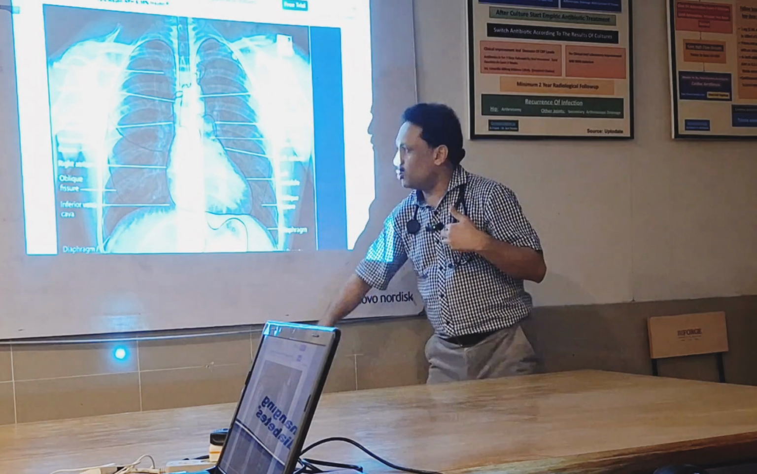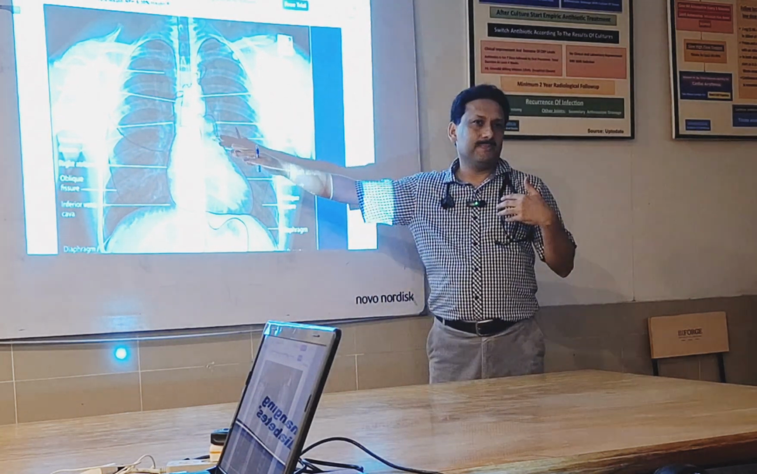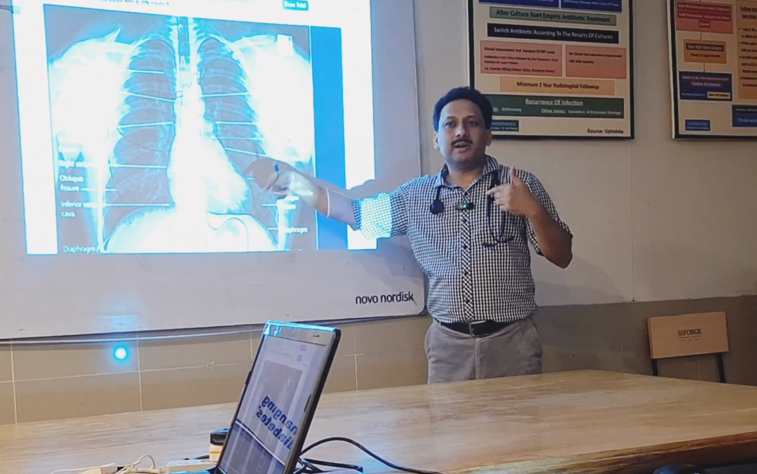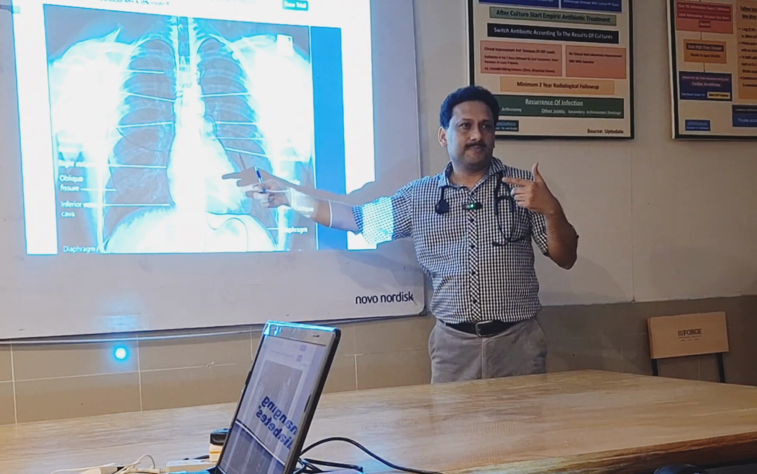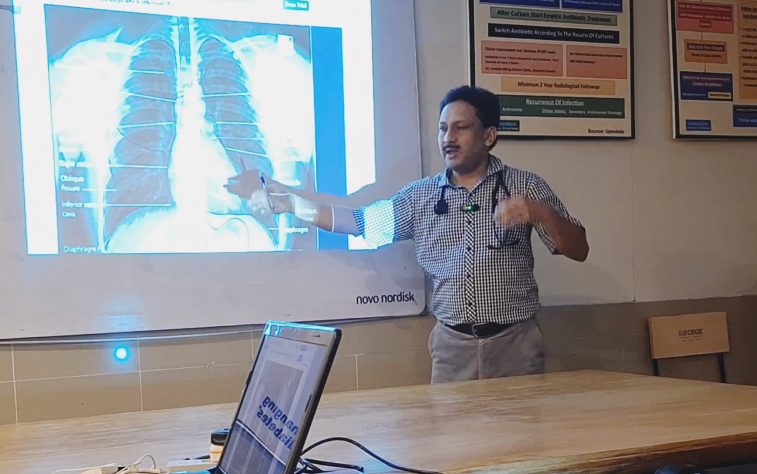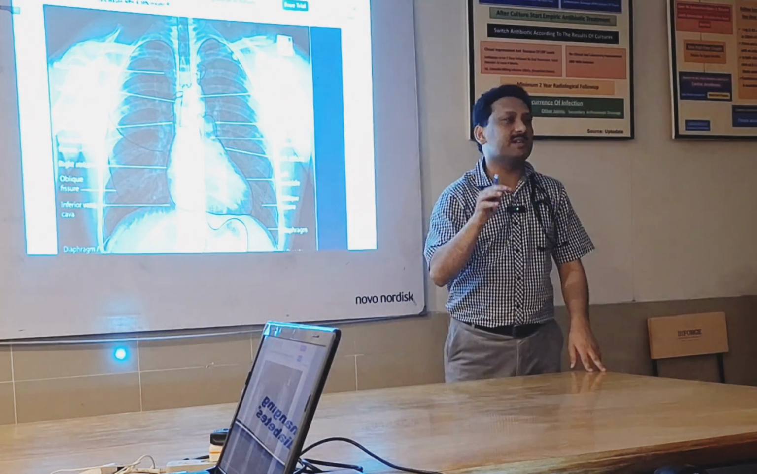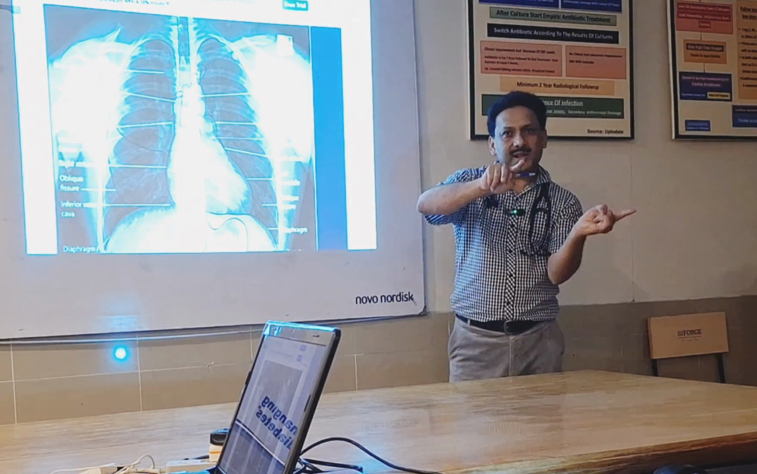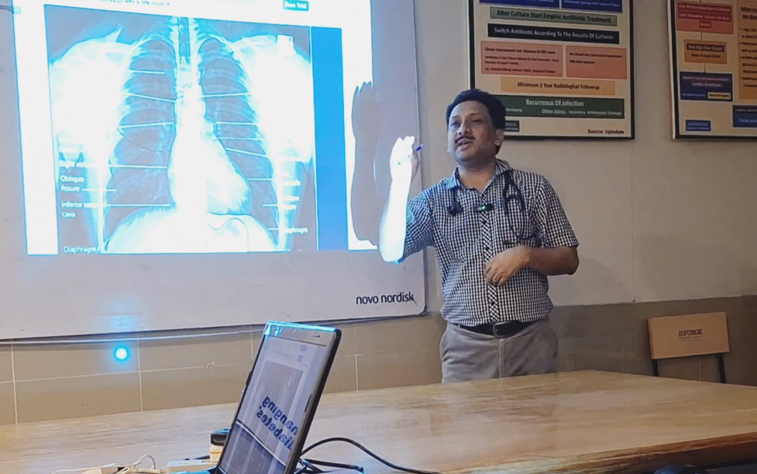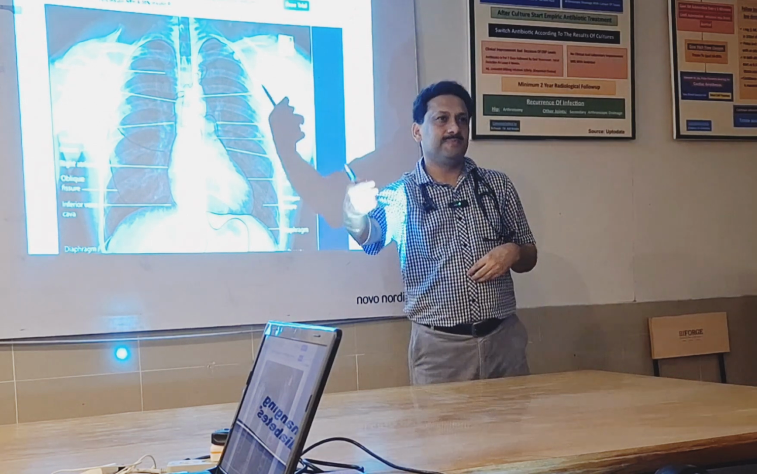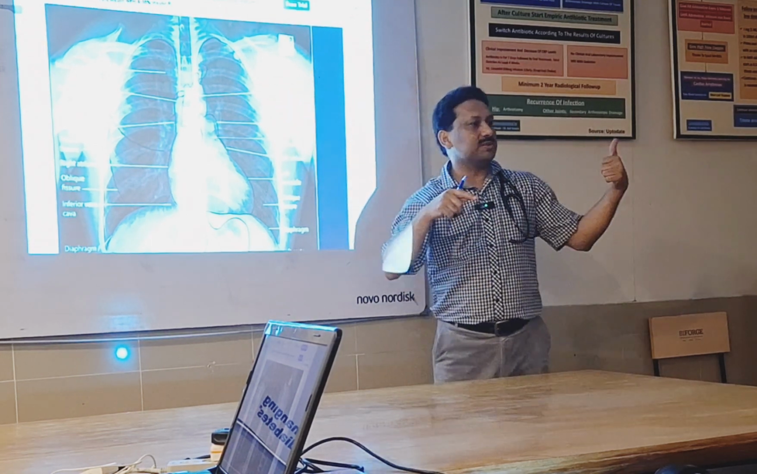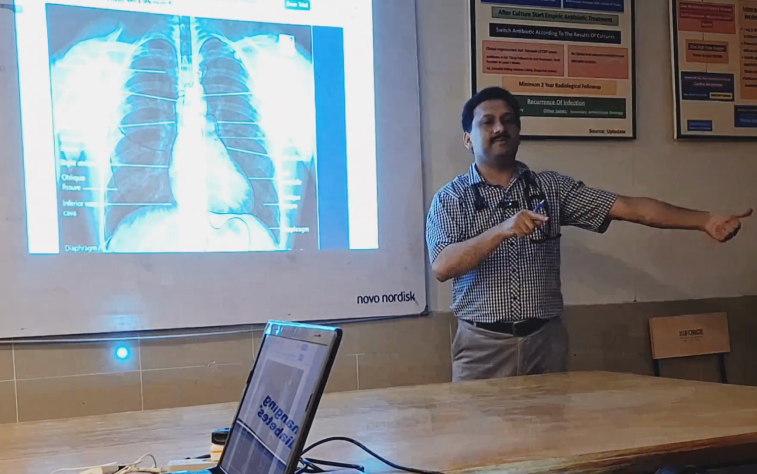If they are too visible, then it will be taken as overexposure. And if they are not visible altogether, this will be taken as underexposed. So an X-ray can be overexposed, where things will be too black. The X-ray can be underexposed, where things will be too white.